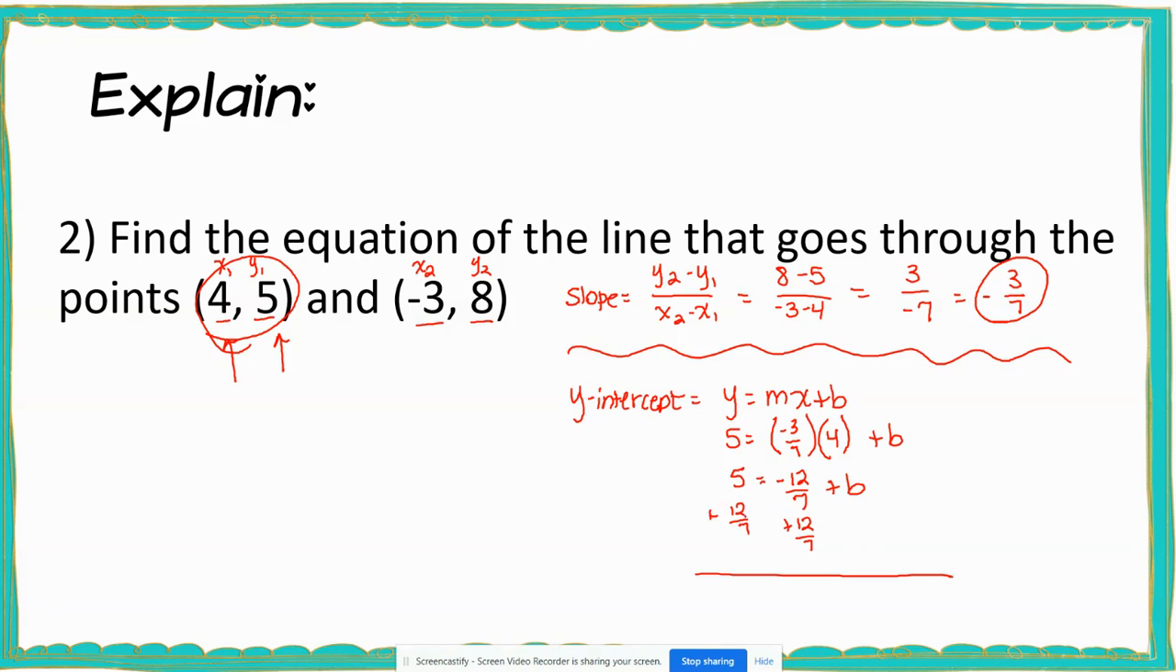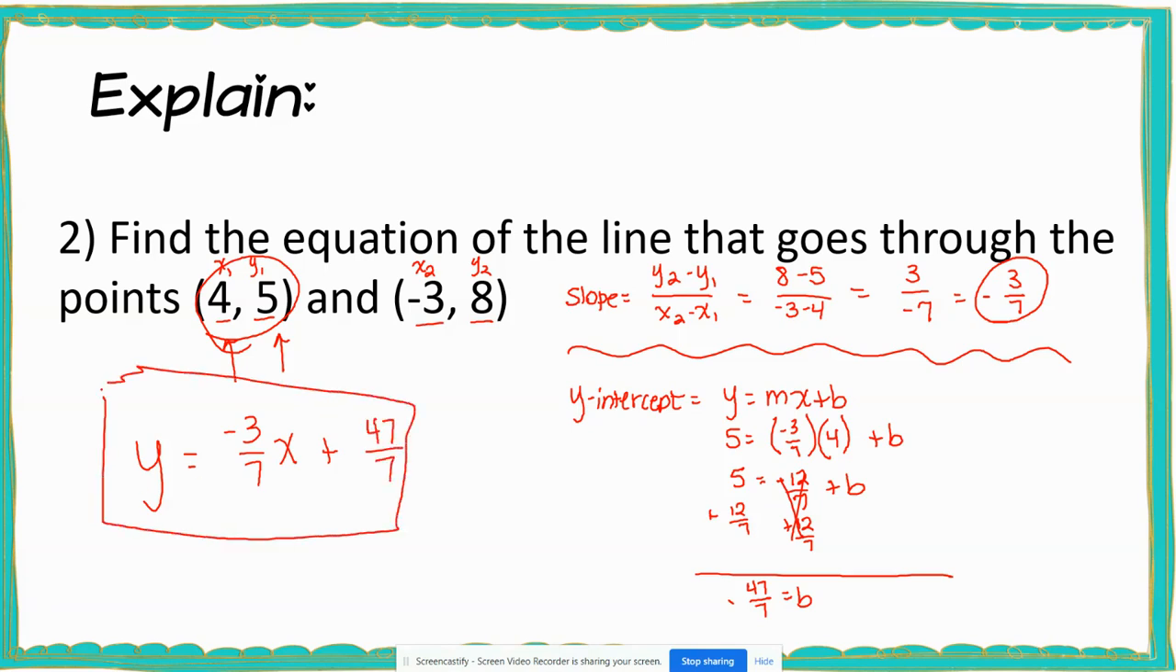Again, put it in your calculator. Let your calculator do the work. So if you do positive 5 plus 12/7, you're going to get 47/7. These will cancel to leave you with y, or b, I'm sorry. So your equation is going to be y equals m, which is negative 3/7 x, plus, because this is positive, I'm using plus, 47/7. And yes, you leave them as fractions, you leave them as improper fractions. This is just the easiest way to write it.